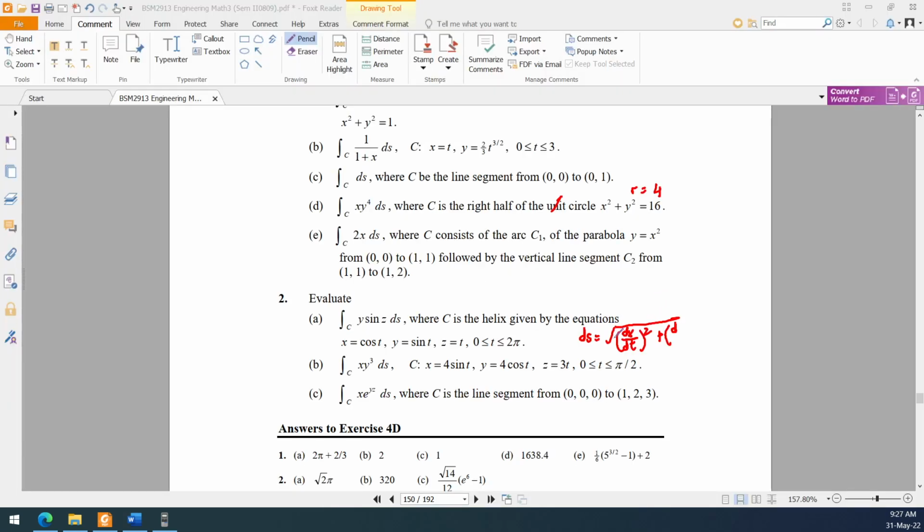Okay, 3D, then the ds is the square root of dx/dt squared plus dy/dt squared plus dz/dt squared, and outside is dt. So ds is replaced by this formula, y replaced by sin t, z replaced by t. It is similar to question B. Find dx/dt, dy/dt, dz/dt in order to obtain the ds. So x is replaced by 4 sin t, y replaced by 4 cos t, and you have to calculate ds. Then it becomes an integral with respect to t from 0 to pi over 2. Okay, so please do A and B.